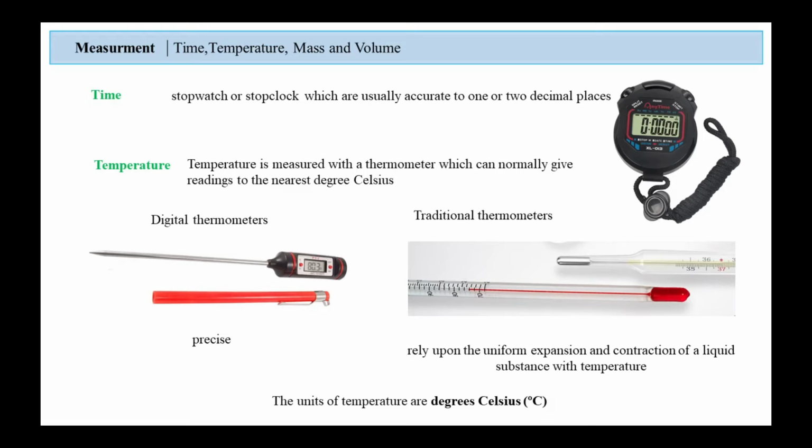For the traditional ones, as you can see in the figure, we can distinguish two types. Ones which contain mercury and others which contain alcohol, and they come in different ranges depending on the type of alcohol used. And these kinds of thermometers rely upon uniform expansion and contraction of a liquid substance with temperature. In general, the units of temperature used in chemistry are degrees Celsius, sometimes Kelvins.